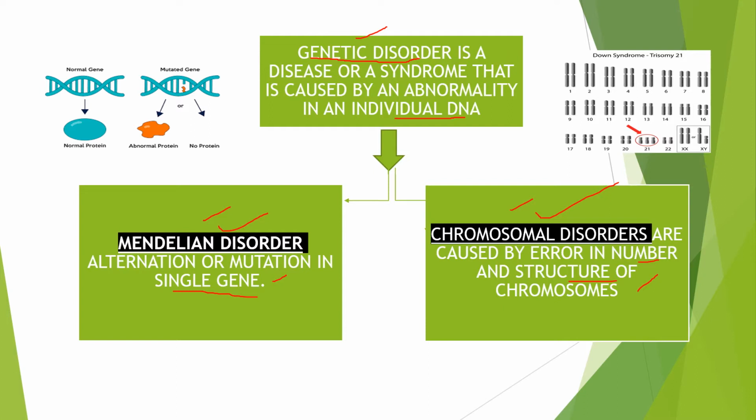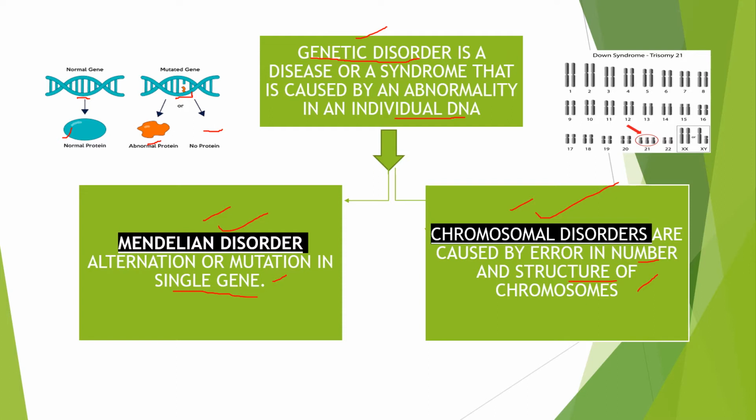Now, coming to the Mendelian disorder, let's have an introduction here. Let's say this is the normal gene in the DNA. A normal gene will code for a normal protein. Normal protein will be produced and there won't be any problem. Suppose that gene undergoes mutation, then it produces abnormal protein, or sometimes no protein will be produced here. This causes the genetic disorder.